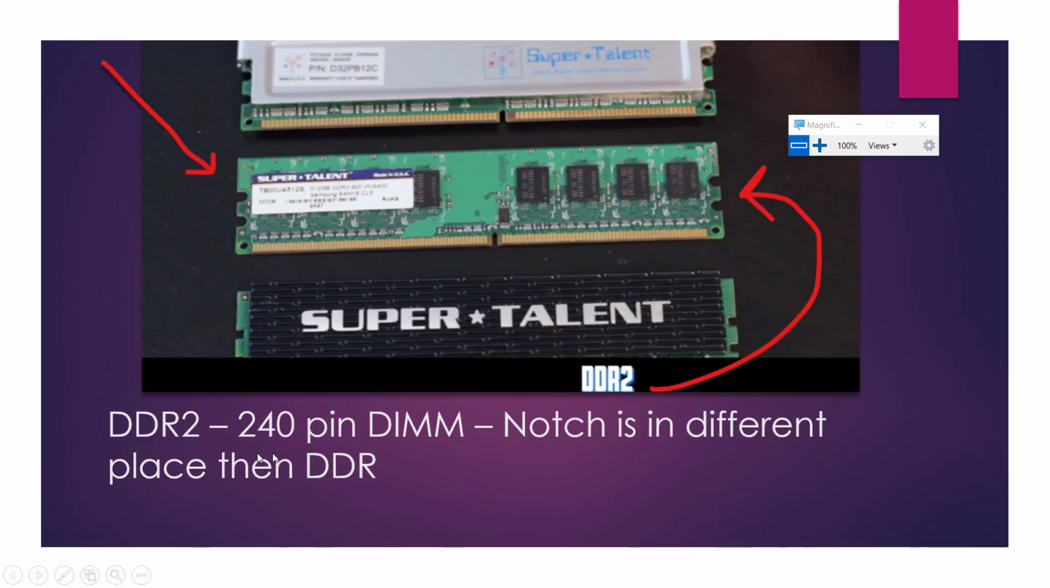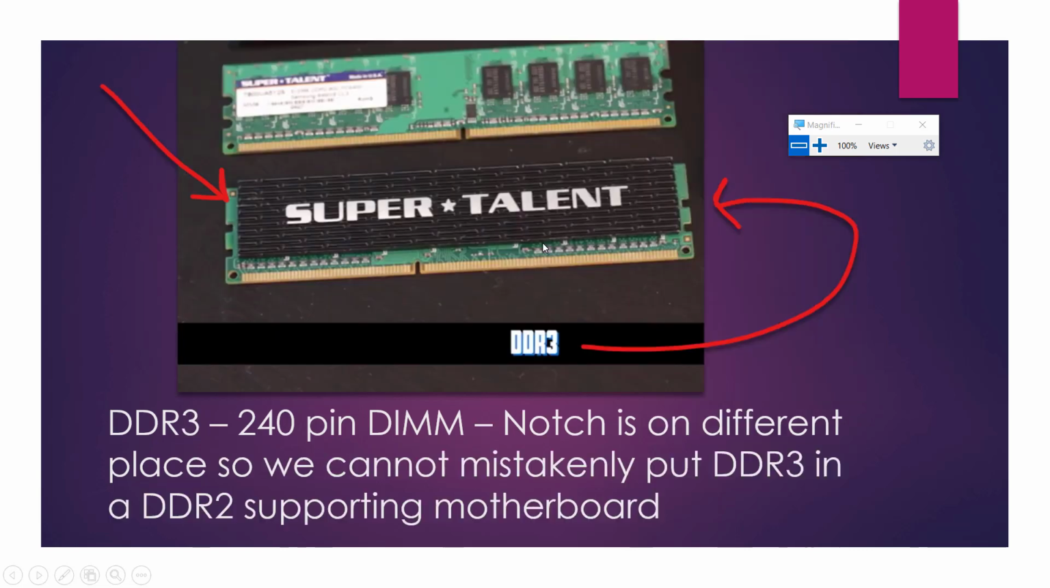Okay, so DDR2 240 pin DIMM, the notch is in a different place than the DDR. We get that. Okay, that's a newer one. It's 240 pin. Obviously, it's DIMM, so it's two-side chipsets there. So it's pretty much faster than the previous one. We get that. So then there's DDR3, and the 240 pin DIMM notch is on a different side yet.